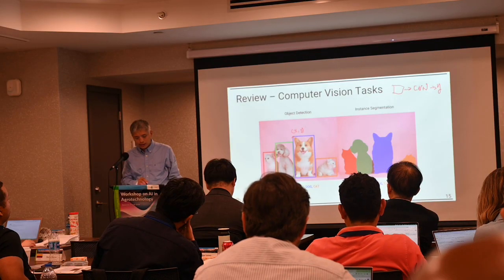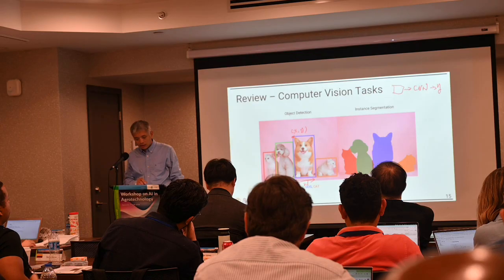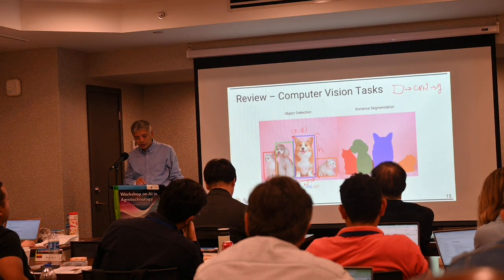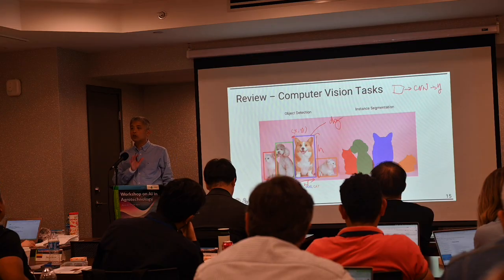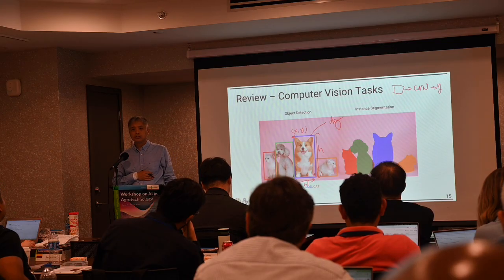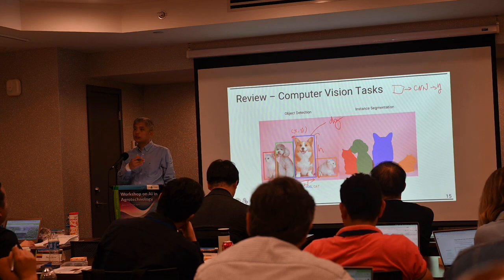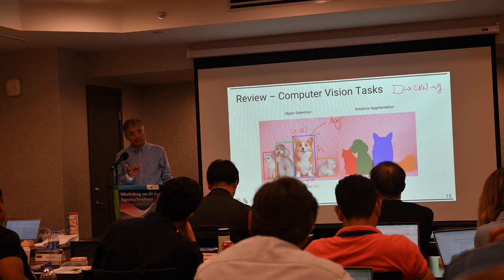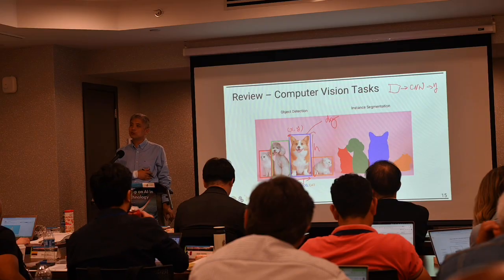X, Y is this corner, and we have width and height. And we also have a class, which is dog. So a total of 5 outputs. Let's just increase the number of outputs. It's nothing fancy, nothing magic. It is so straightforward.